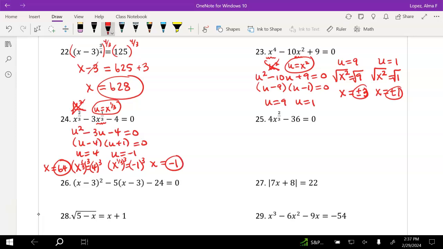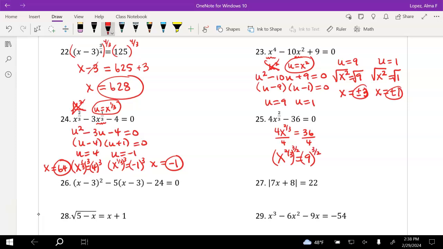Over here, this is like number 22. We've got one rational exponent. Always start by isolating that. So start by moving the 36 over to the other side. Then I'm going to divide both sides by 4 so that I end up with x to the 2/3 is equal to 9. To undo the fractional exponent, I'm going to raise both sides to the reciprocal power of 3/2.